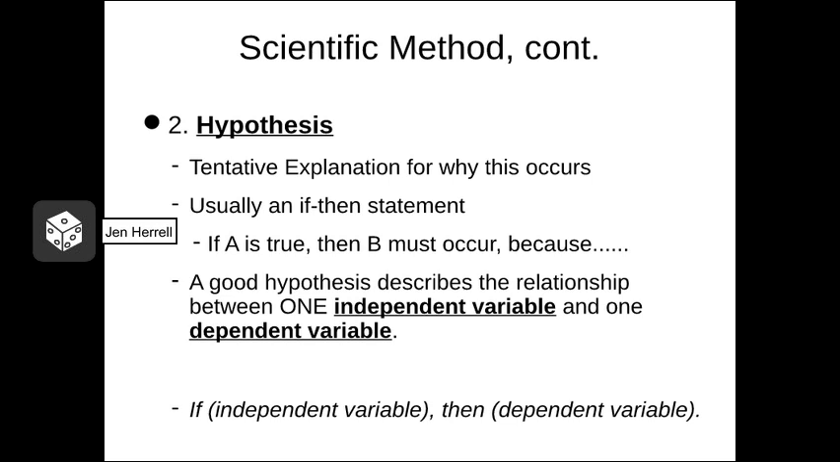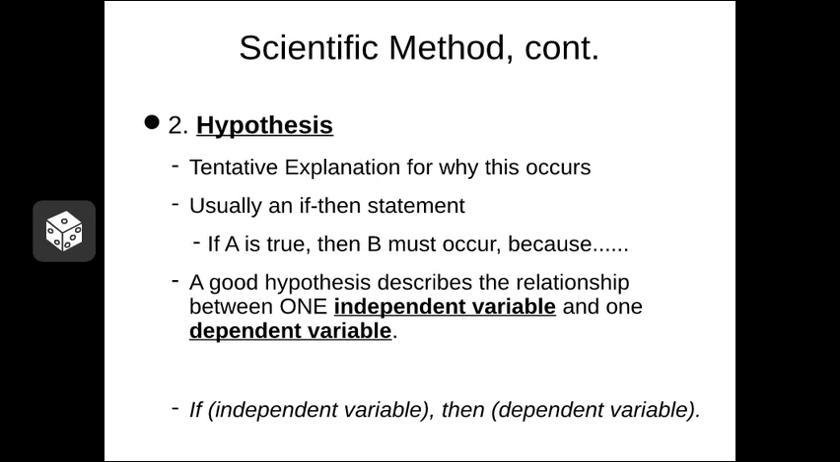The second step of the scientific method, and actually the most important step, is called the hypothesis. A hypothesis is a tentative explanation for why your observation is occurring. It's an educated guess. And this guess actually links together two of the variables, two of the things you observed.